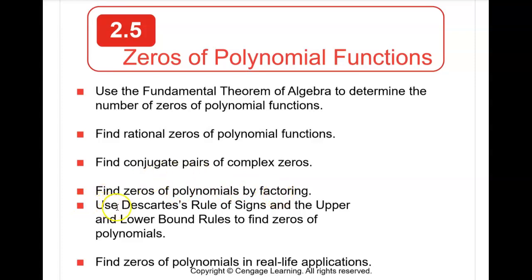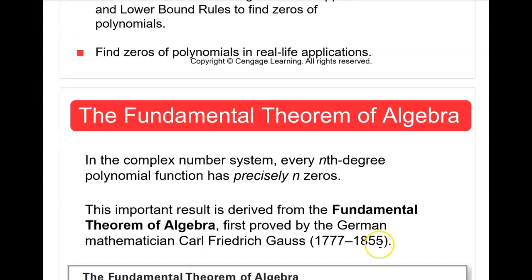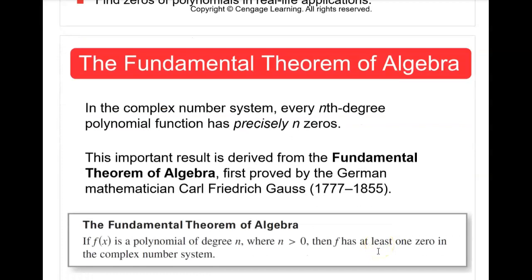And we have used Descartes' rule of signs and the upper and lower bound rules to find zeros of polynomials. This was very popular when calculators were not available. And find zeros of polynomials in real life applications. So let's get started. We have the first theorem mentioned here, the fundamental theorem of algebra.